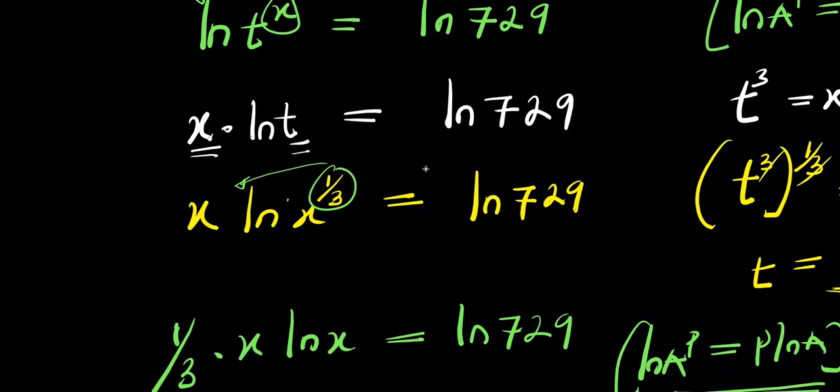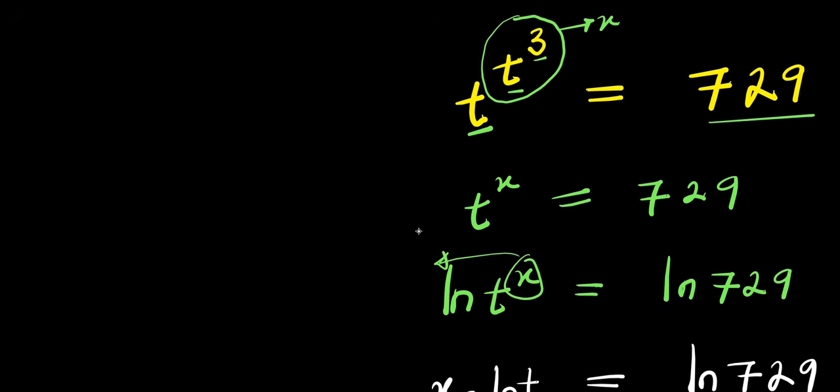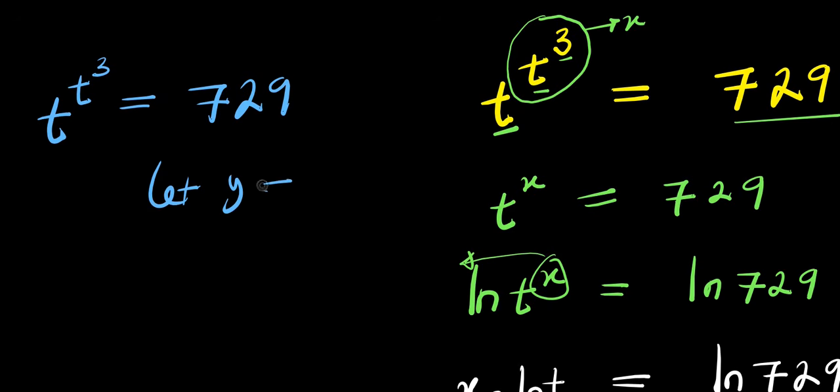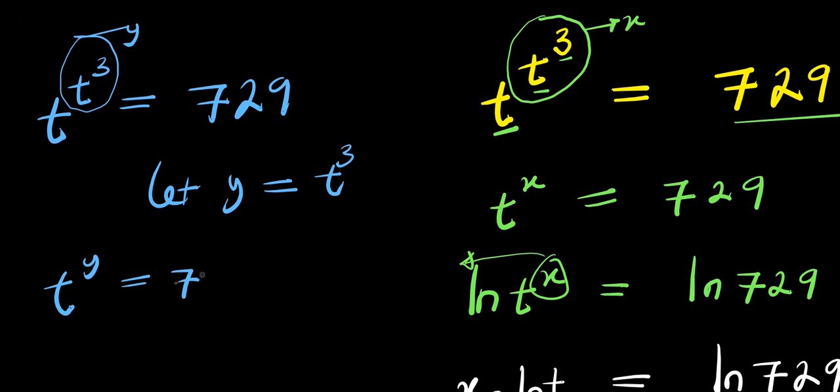Now let's consider this other part or this other method. We have t power 3 equals 729. So what we are going to do will be to use this method. I can say let y equals t power 3. I'm replacing this with y. T power y equals 729.